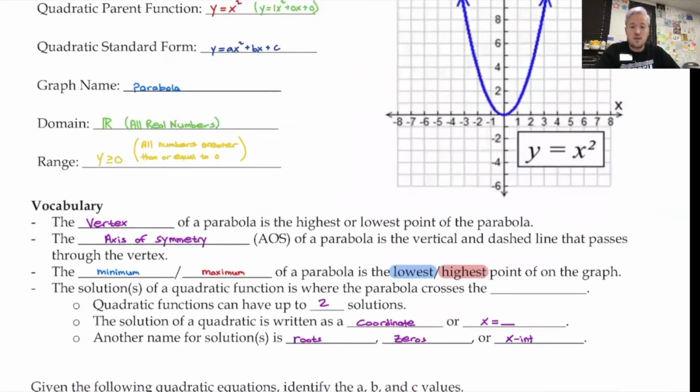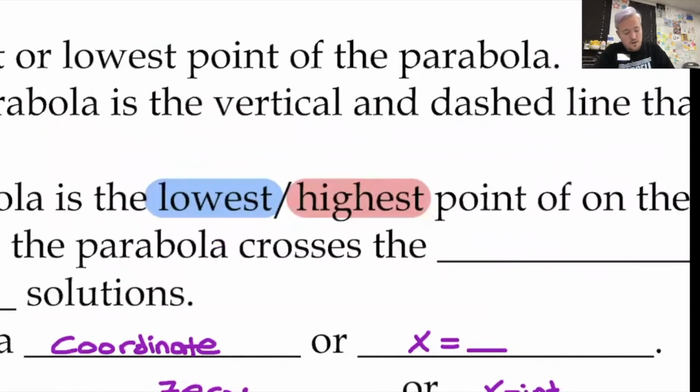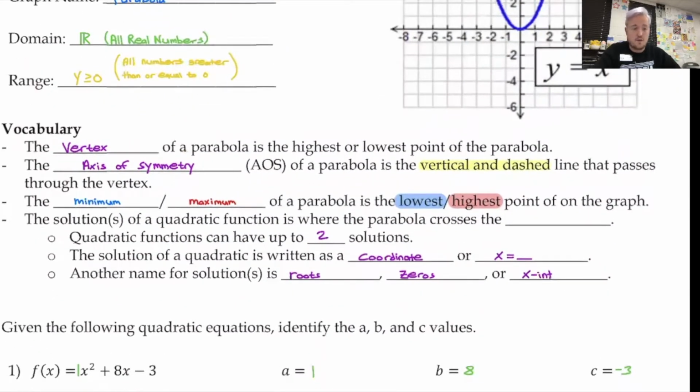All right, so just some really imperative vocab here. The vertex is the highest or the lowest point of the parabola. The axis of symmetry, or AOS abbreviated, is the vertical and dashed line that passes through the vertex. Emphasis on the fact that the AOS is vertical and dashed. That is your x equals equation that you're going to see. Your parabolas are going to have either a minimum or a maximum, either the lowest or the highest point.